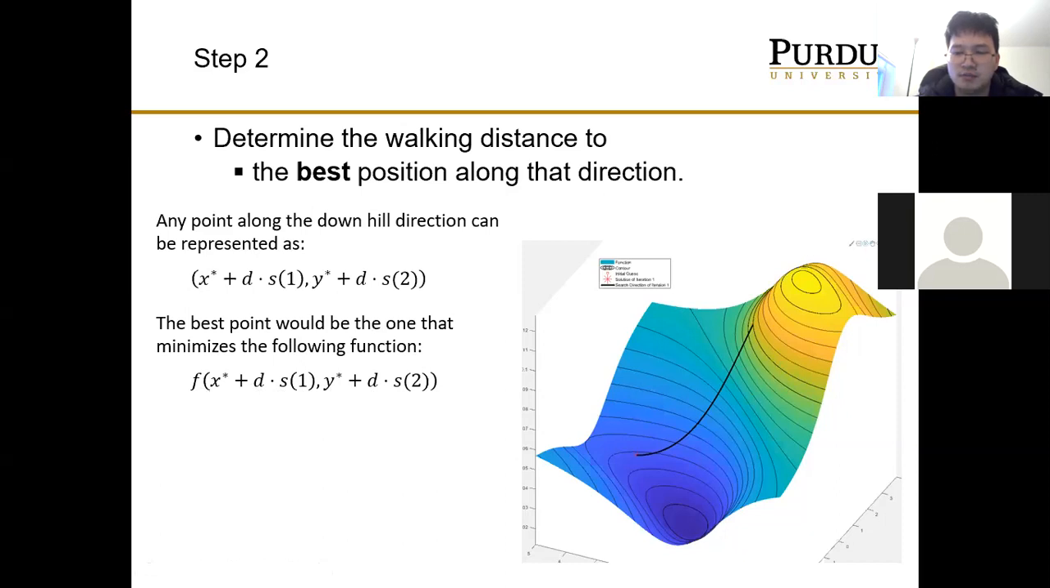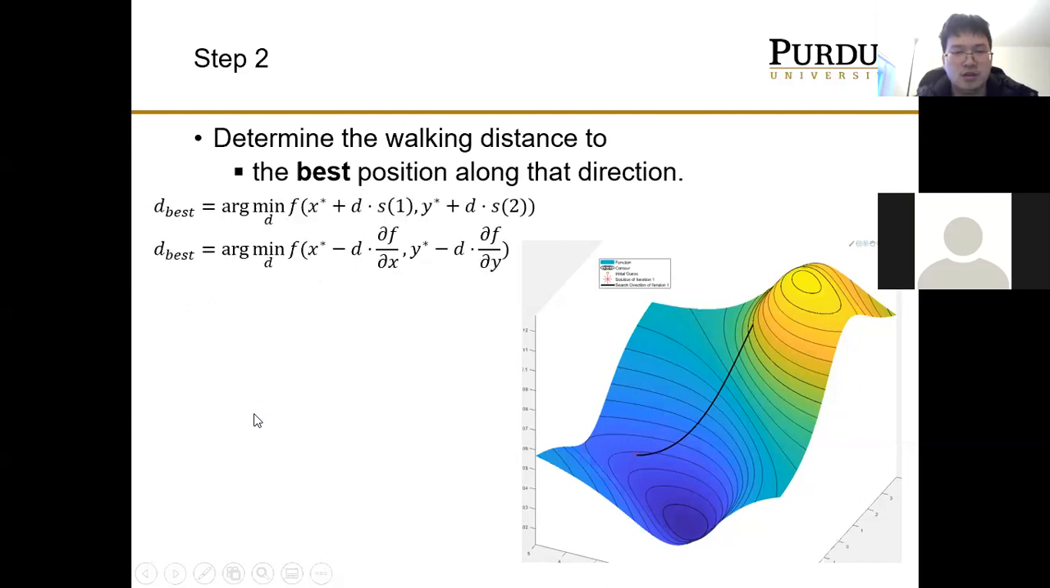Everybody understands this point, right? The problem is trying to find the best position. To express this problem accurately, we first formulate our points along that direction as X star plus D times S. Those will be the points, and we plug all of them in to evaluate. That would be the 1D problem.